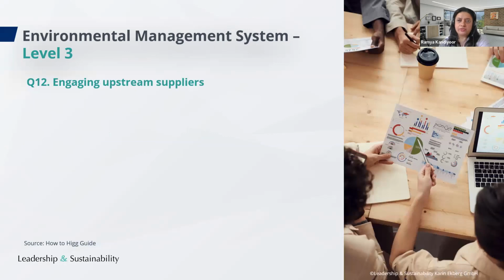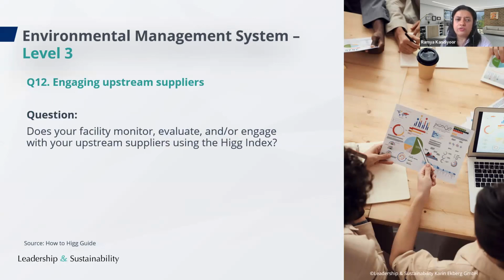And next we have the very last question in the environmental management system, which is on engaging upstream suppliers. Here the question is, does your facility monitor, evaluate, and engage with your upstream suppliers using the Higg index? Your upstream suppliers are all of your raw material suppliers. Let's say you're taking fabric from a particular vendor, yarn from a particular vendor, and chemicals from a particular vendor. All of these are your upstream suppliers.